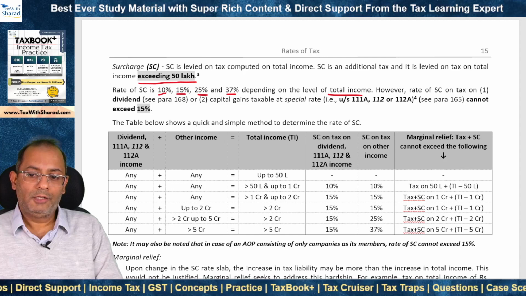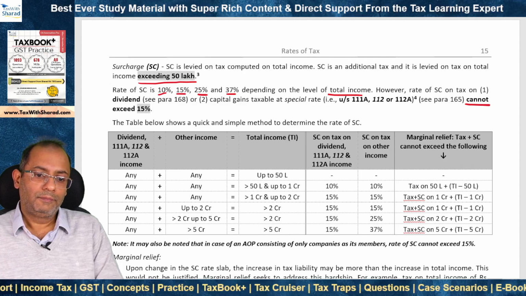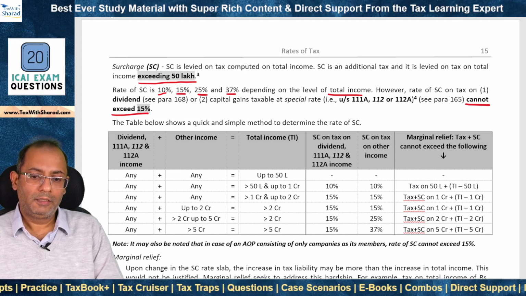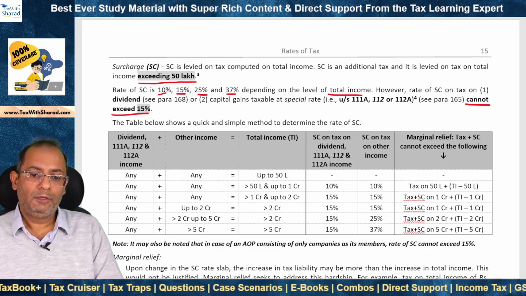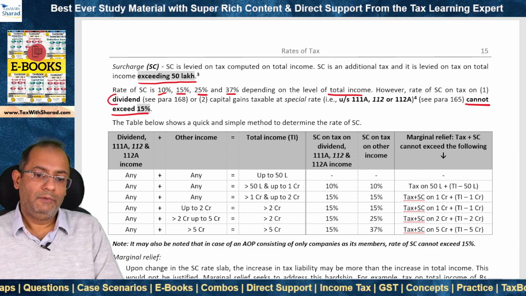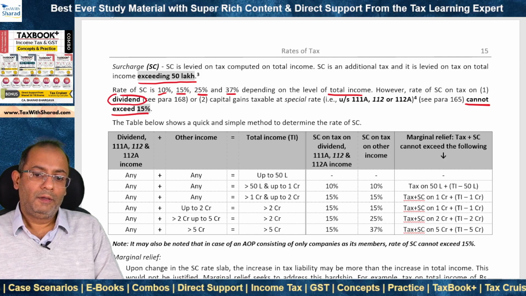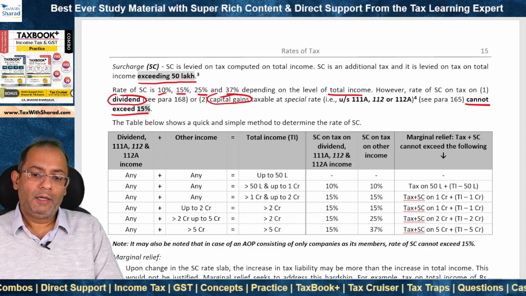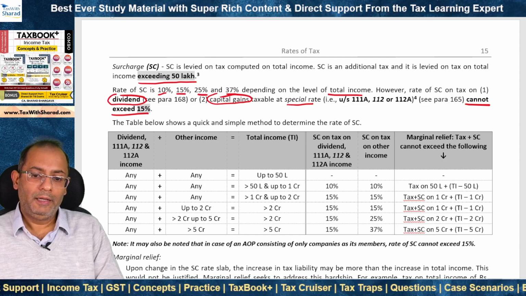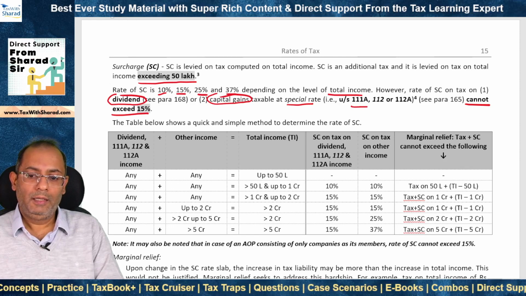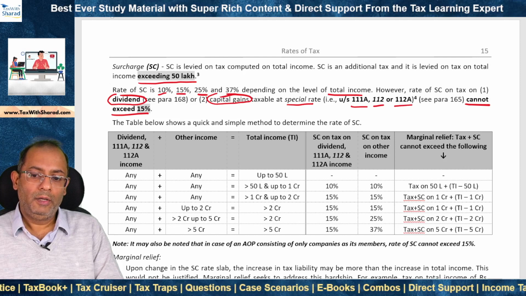However, the rate of surcharge cannot exceed 15%. There is a limit in terms of rate of surcharge. It cannot exceed 15% in respect of tax on 2 kinds of income: 1, dividend, and 2, capital gains, but only those capital gains which are taxable at special rate. And these are contained in 3 sections: section 111A, 112 and 112A.